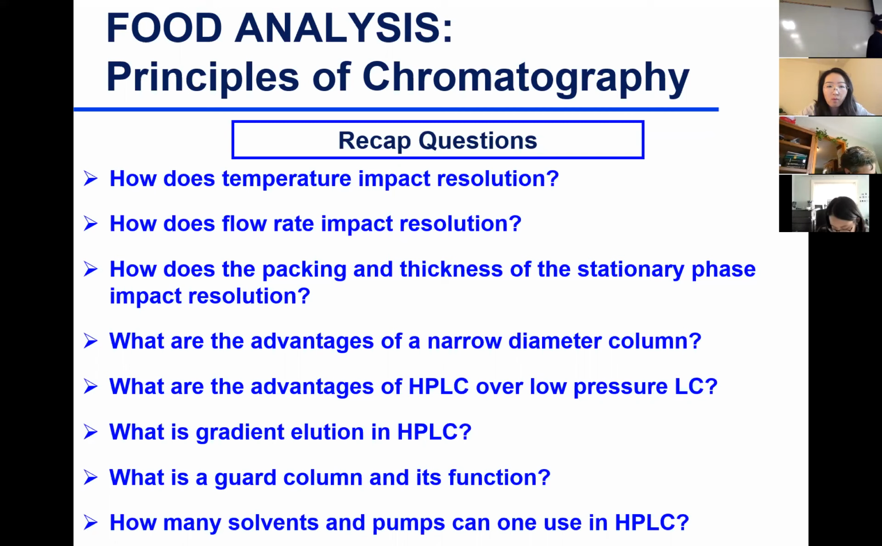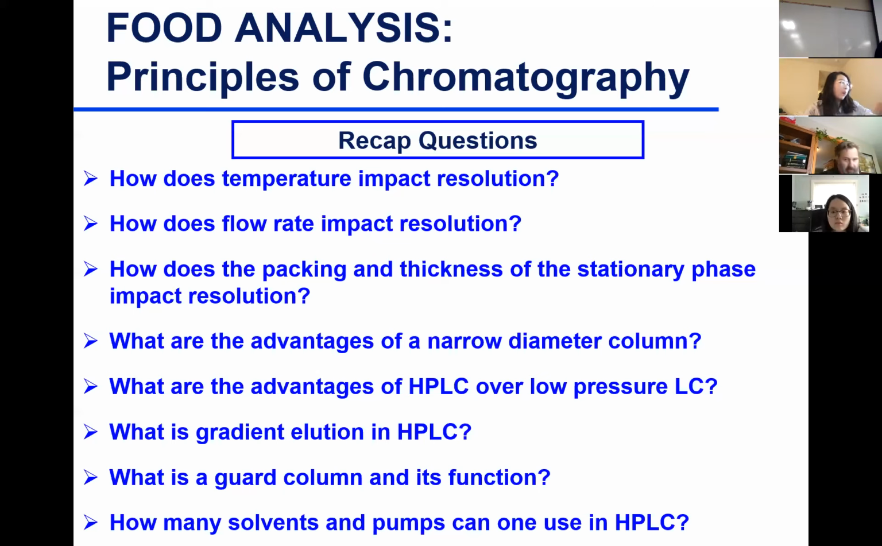So what is a guard column and what is its function? Chrissy? Exactly. You put it on the front of the column to protect the column from impurity. So it acts as a filter. Even though you extract your components and you filter them, you still have some constituents that might bind to your columns and would reduce the availability of functional groups. So it's guarding the column, protecting it from those impurities.